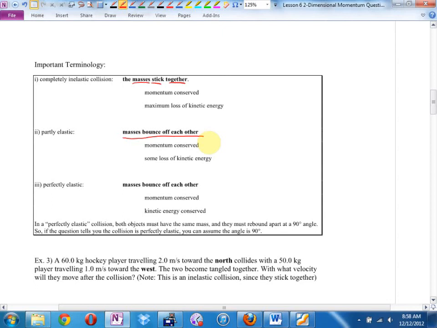So when I was doing physics in grade 11 and I saw inelastic and elastic collisions, I went, okay, I've got to keep that straight. Elastic, bounce off each other. Inelastic, stick together. Because unfortunately, the words sound an awful lot alike, right? You're just adding a prefix. Okay. Momentum is conserved. You lose some kinetic energy.